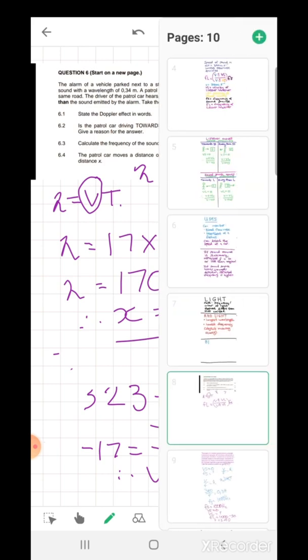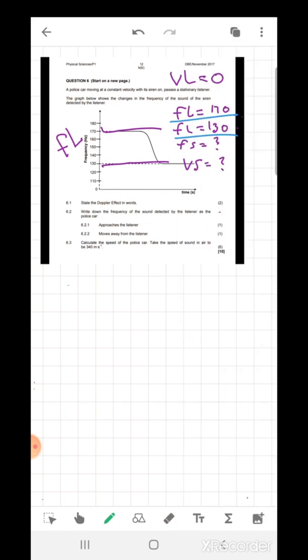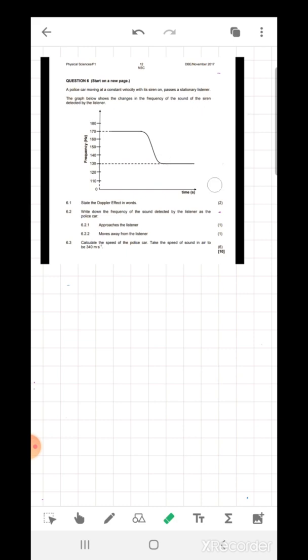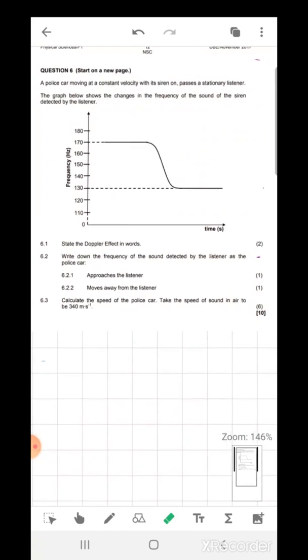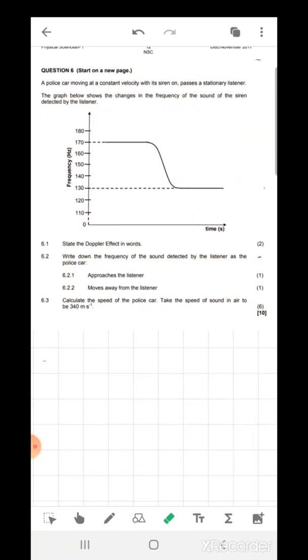Okay, next question. This one is a little bit more difficult because we will be using simultaneous equations. And this is one of the hardest types of questions that can come up with the Doppler effect. So I wonder if this is clear or not. Okay. It says a police car moving at a constant velocity with its siren on passes a stationary listener. The graph below shows the changes in the frequency of the sound of the siren detected by the listener.